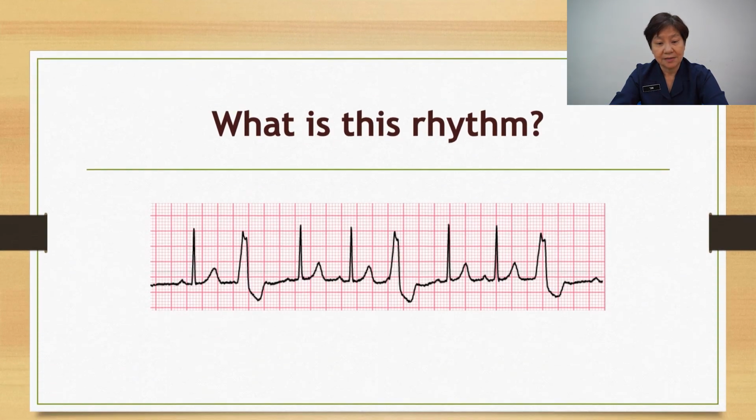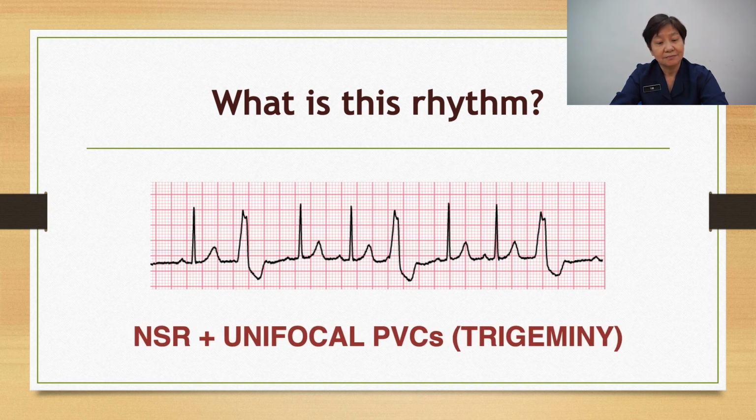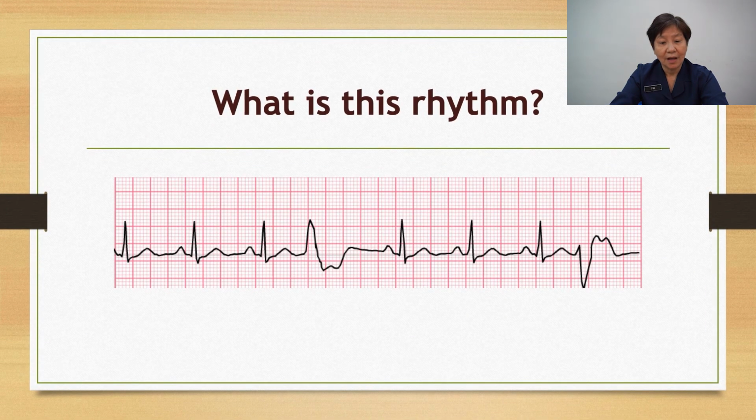Okay, how about this? If you have two sinus beats followed by one PVC, two sinus beats followed by one PVC, this is what we call trigeminy. In between the PVCs, you have two sinus beats and one PVC, so you call it trigeminy. Okay, how about this?